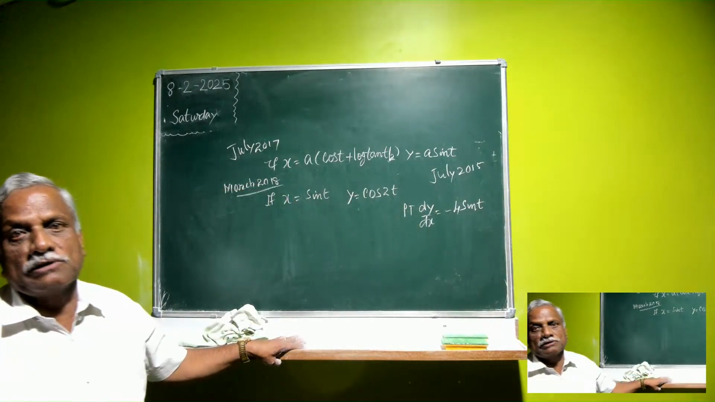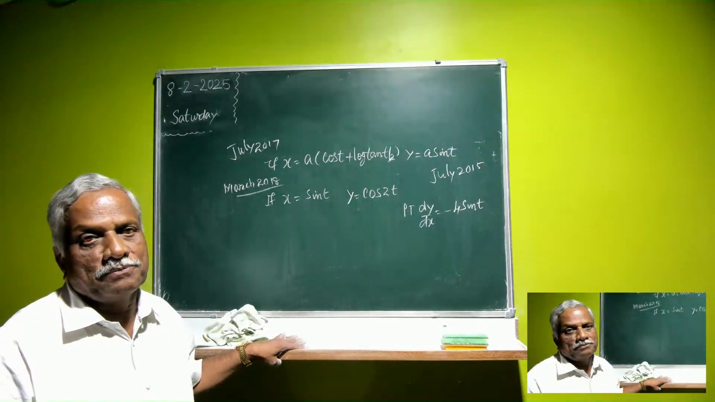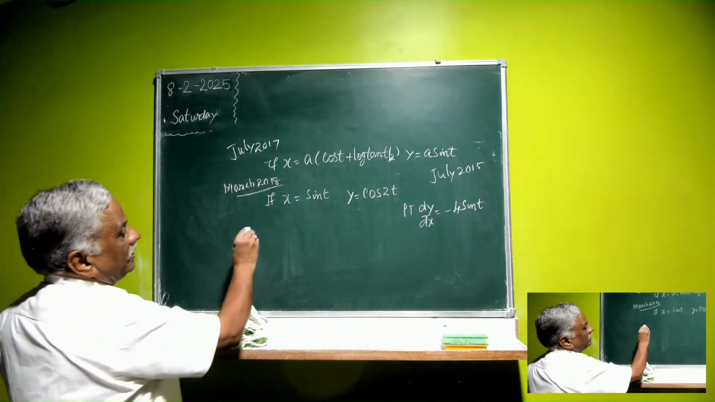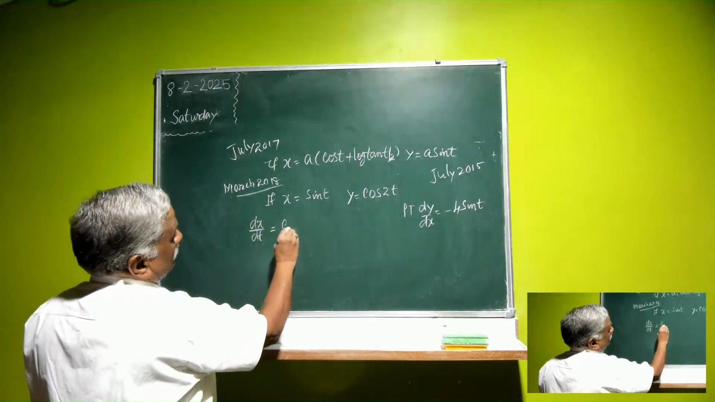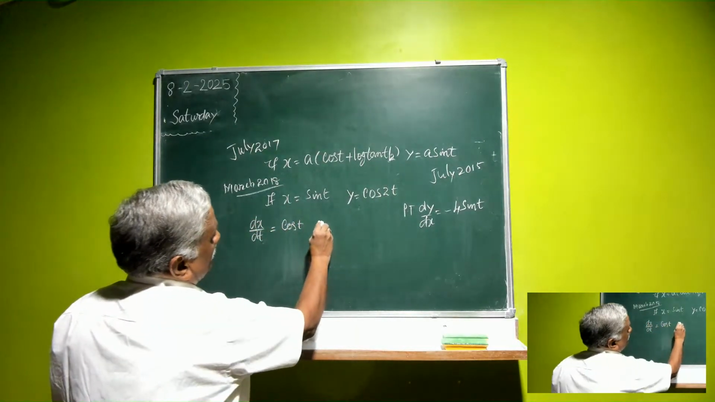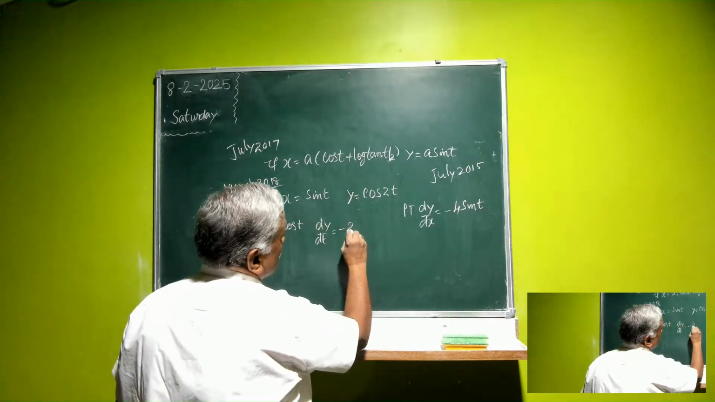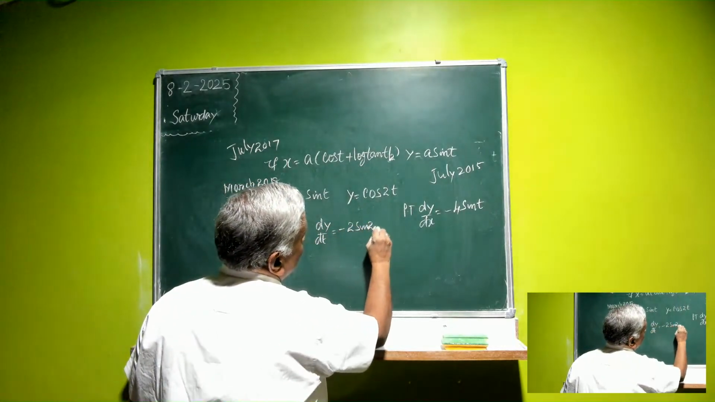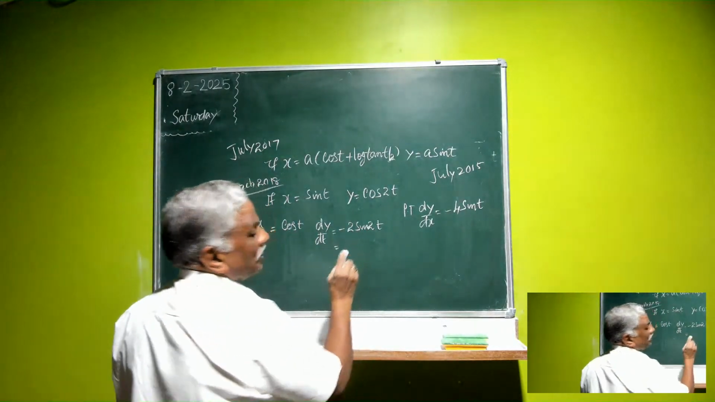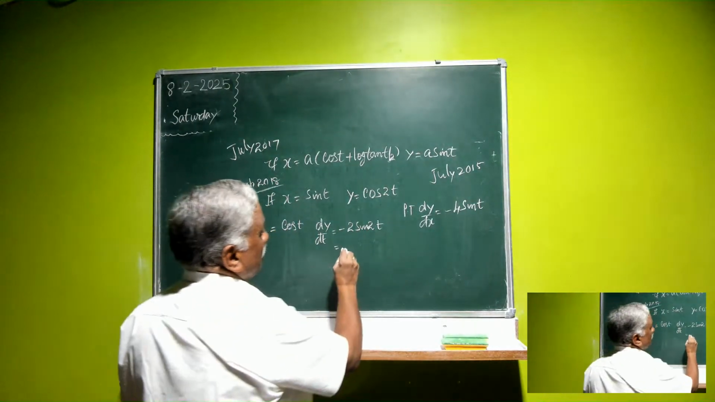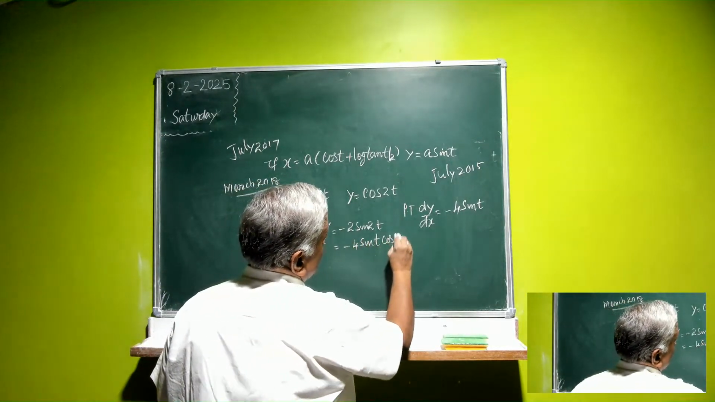Here it is given, prove that also. Therefore, you need to complete the problem. dx by dt is cos t. dy by dt is minus 2 sin 2t. But what is sin 2t? 2 sin a cos a. Therefore, it is minus 4 sin t cos t.